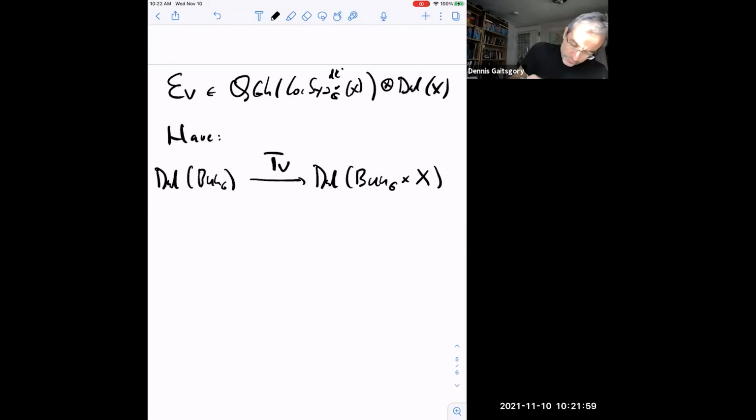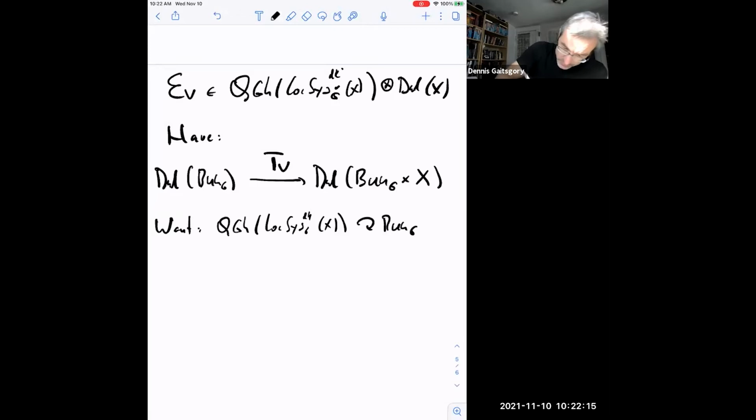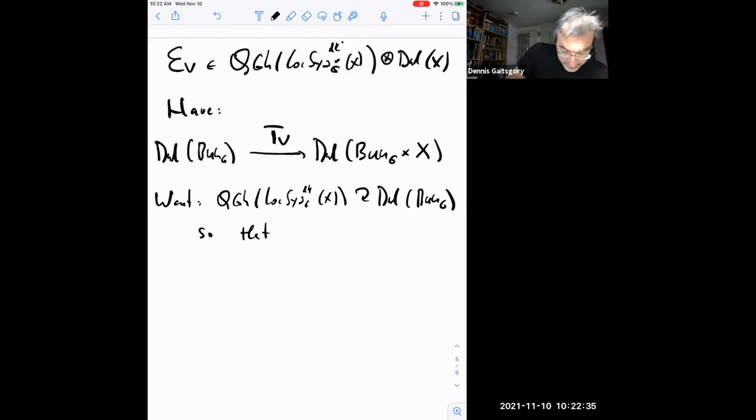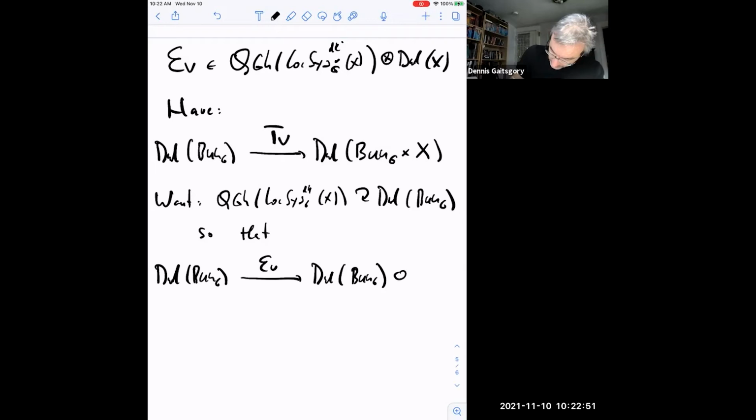Now let's see what we want. What we want is an action of quasi-coherent sheaves on D modules on Bun_G. Let's see what happens. I want to act by this EV and have the same result as TV. So quasi-coherent sheaves act on D modules. When they act by this EV, where do you land? If you have such an action, EV is a functor from D modules on Bun_G to the tensor product category, D modules on Bun_G tensor D modules on the curve.